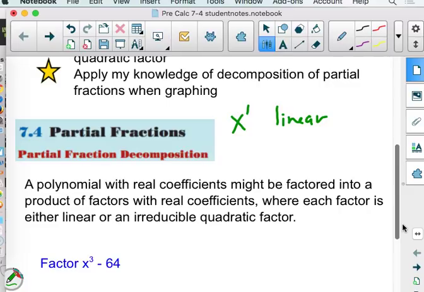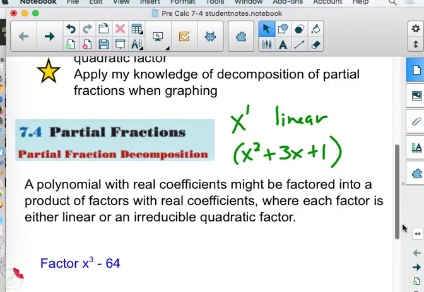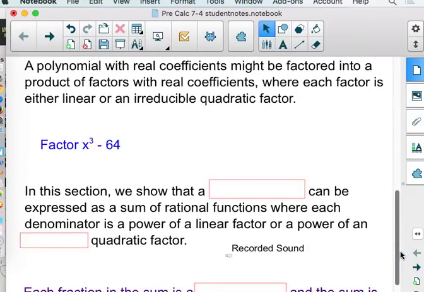Now, when they say irreducible quadratic factor, what they mean is you have a quadratic, which is a degree 2 polynomial, which is not factorable. I've got x squared plus 3x plus 1 up there. We can't find two integers that multiply to 1 and add to 3. It isn't going to happen. So that would be called an irreducible quadratic factor.